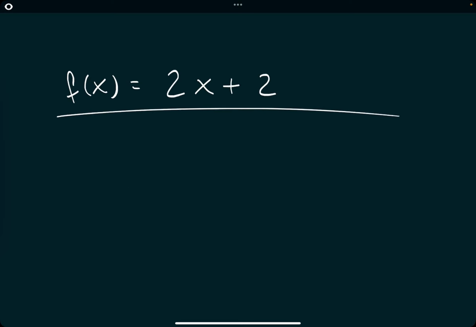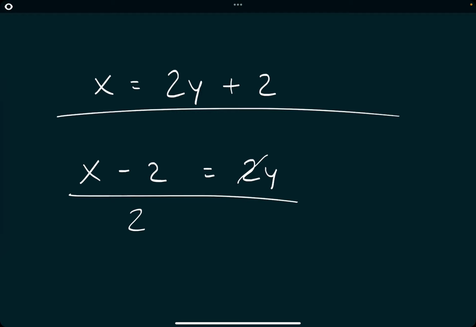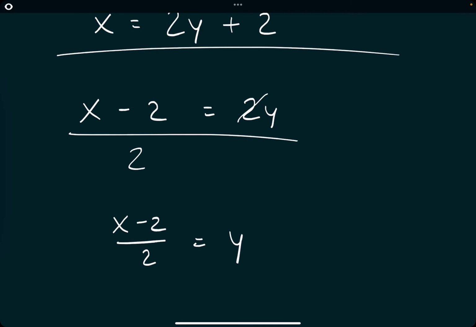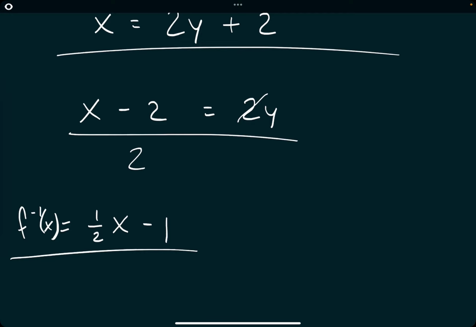Let's try another one. f of x equals 2x plus 2. Let's find the inverse function. Rewrite f of x as y, swap x and y, and then solve for y, because that y is f inverse. We subtract 2, and then we divide by 2. We could call it (x minus 2) over 2, or we could call it 1/2 x minus 1. Once again, this is y, and that y is equal to f inverse of x.